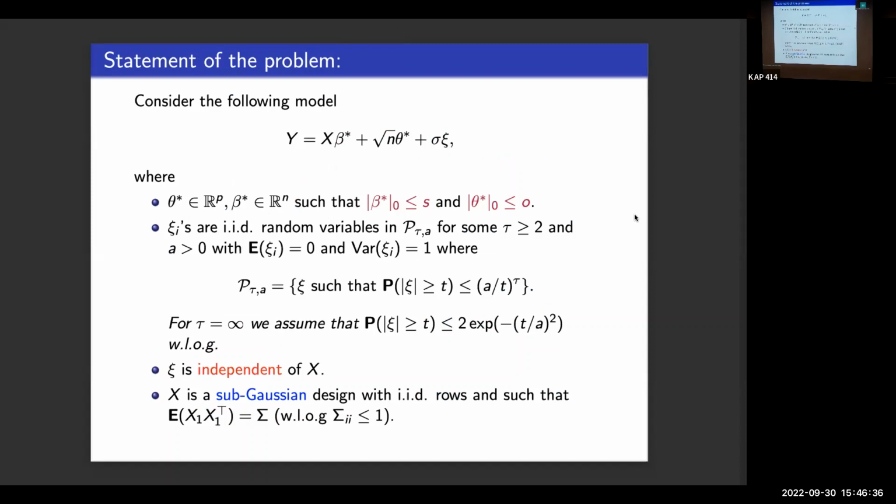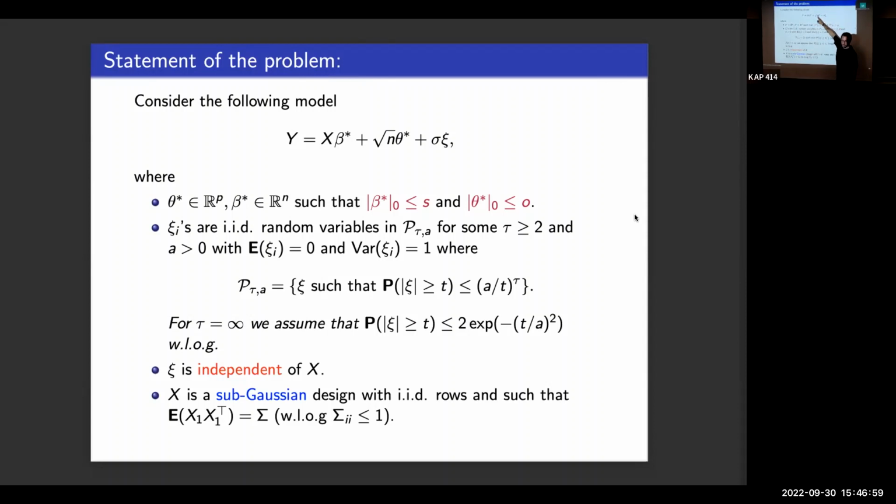So now, this is a long slide. This is now the problem we will care about. This is the simplest model you can consider, which is the linear regression model. Forget about this term for now. You just observe a linear model plus noise, okay? And then you have to think of theta star as a very sparse vector, meaning that theta star only has a few of its coordinates non-zero.